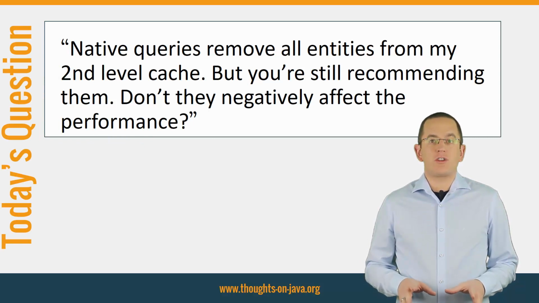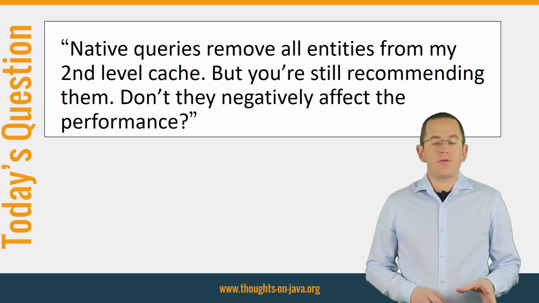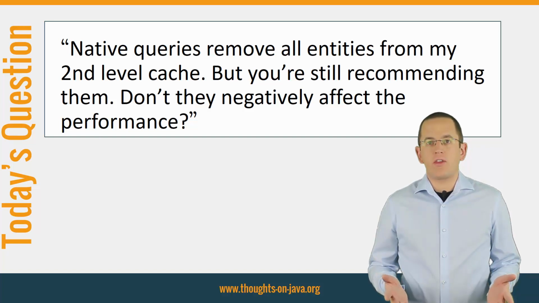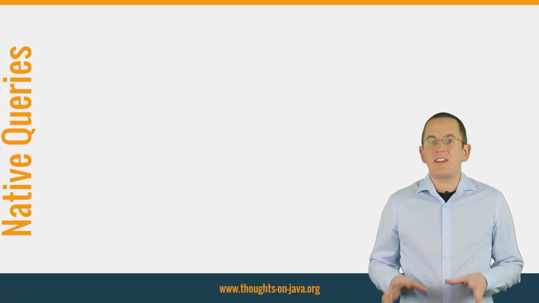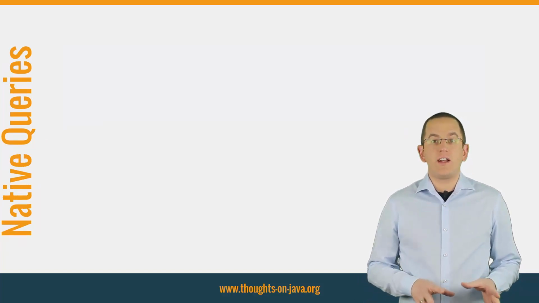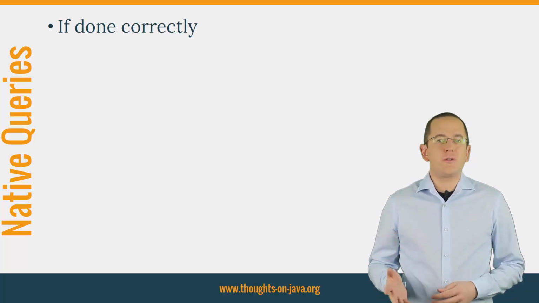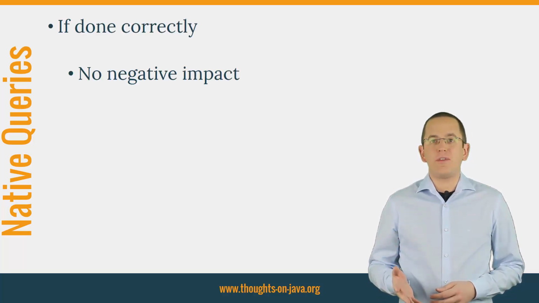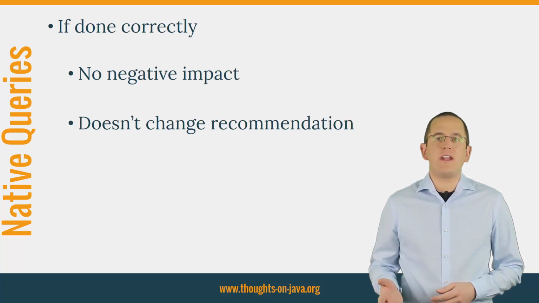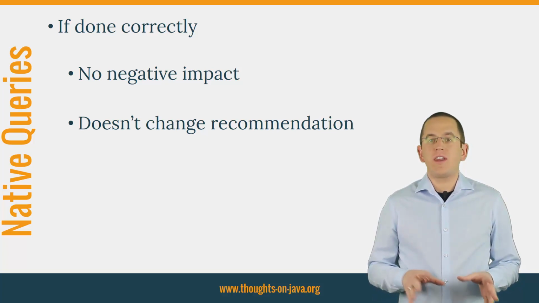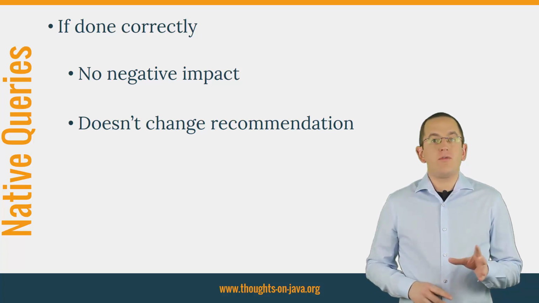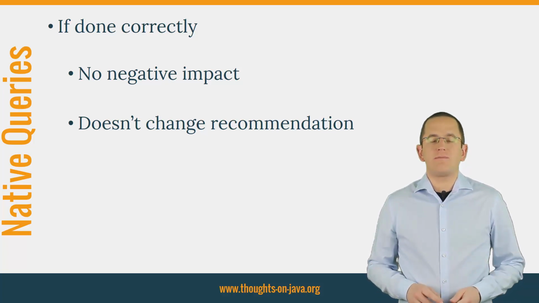So here's today's question. I was told that native queries remove all entities from my second level cache, but you're still recommending them. Don't they negatively affect the performance? Yes, some native queries invalidate the second level cache. But no. If you do it correctly, it doesn't have any negative performance impacts, and it doesn't change my recommendation to use them. To answer this question in more detail, we first need to discuss which kinds of native queries invalidate the second level cache before we talk about fine-tuning this process.